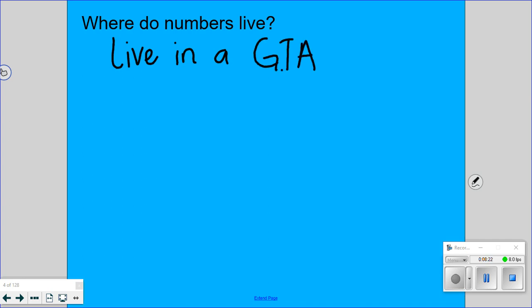I'm writing, that means you're writing, live in a giant number line. Every number ever thought of. Why does the word giant have a capital G? It is important. Lives on a giant number line. Every single number. Every single number lives in a giant number line.